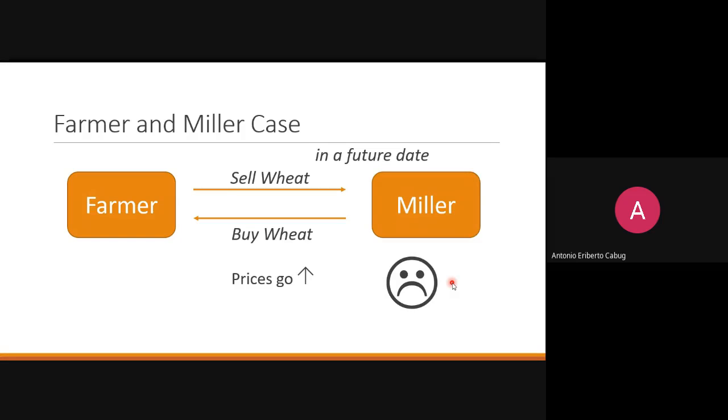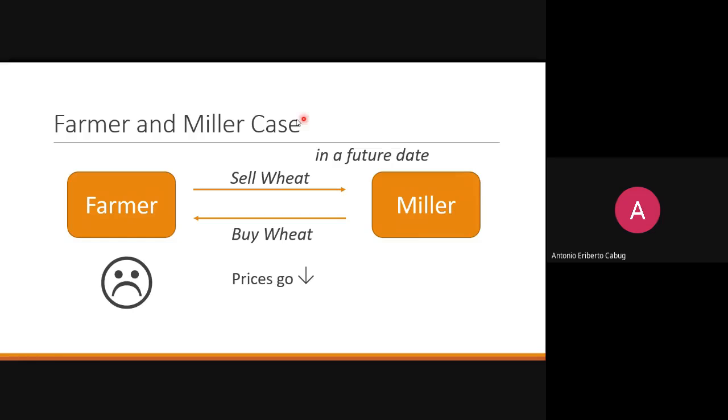Nag-aalala ang miller, ay, baka at harvest season, tataas yung presyo ng wheat. Paano na yan? Mapapamahal yung bibilhin ko. Now, on the opposite end, what if the prices will go down? The farmer will be at a disadvantage.